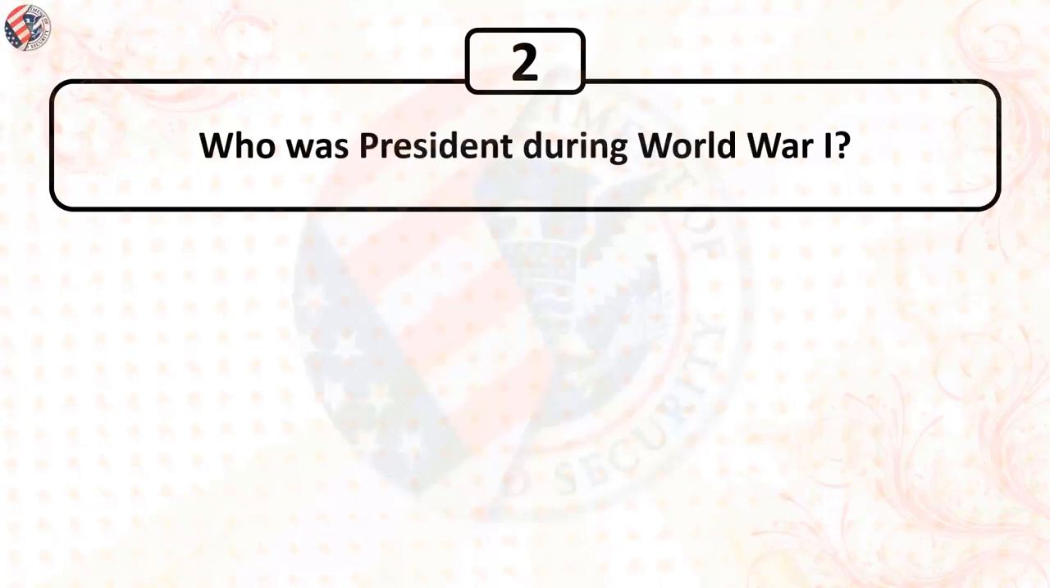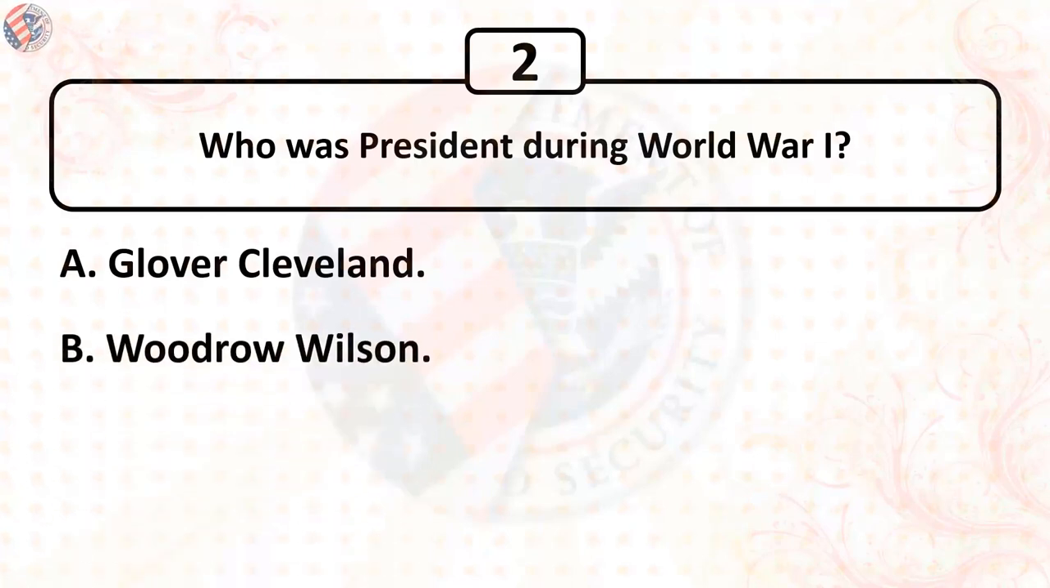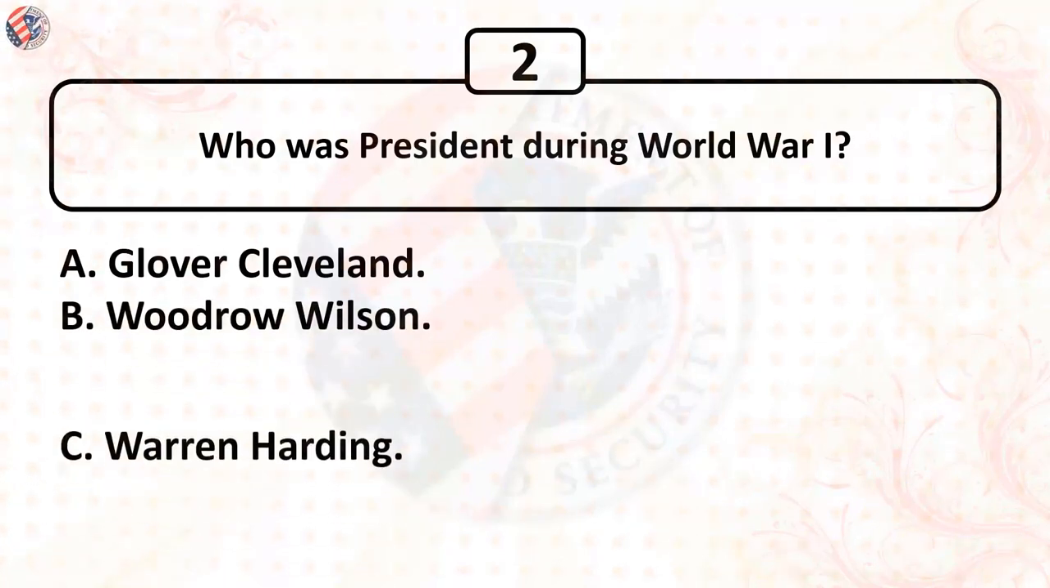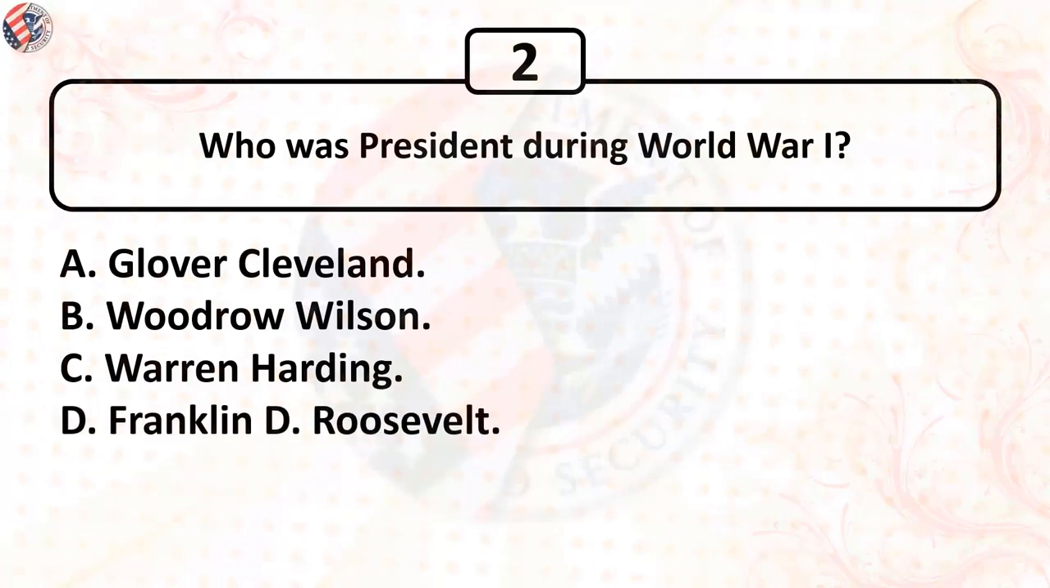Who was president during World War I? A. Grover Cleveland. B. Woodrow Wilson. C. Warren Harding. D. Franklin D. Roosevelt.